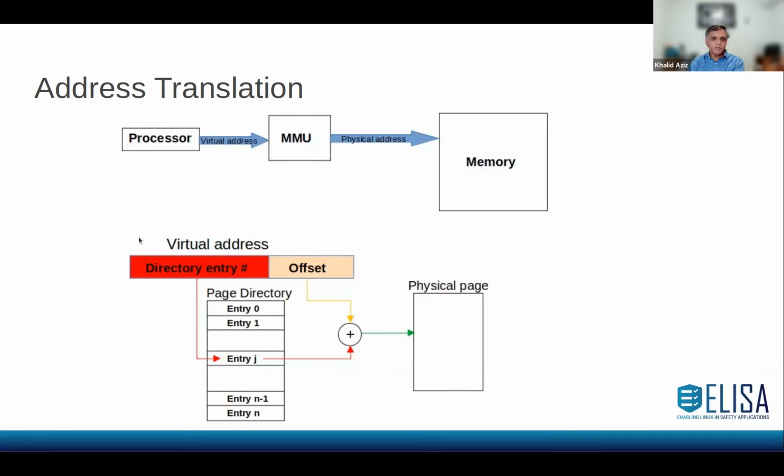So when we see a virtual address, all the MMU has to do is look at that directory entry index part of the virtual address, use that index to index into this page directory. The entry at that index gives it a physical page frame number. It takes the physical page frame number, combines it with the offset, and we get a physical address, which it then uses to access the physical memory and return the data. So fairly straightforward.